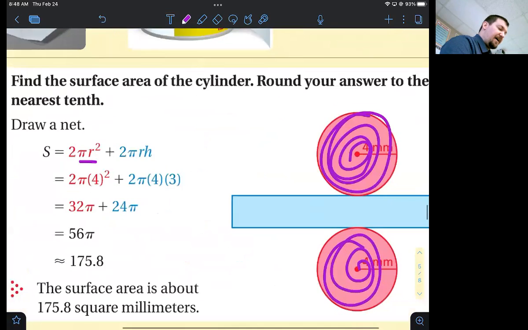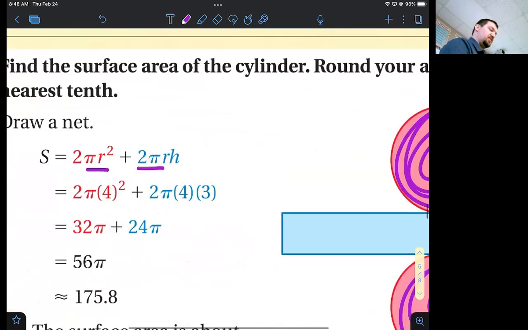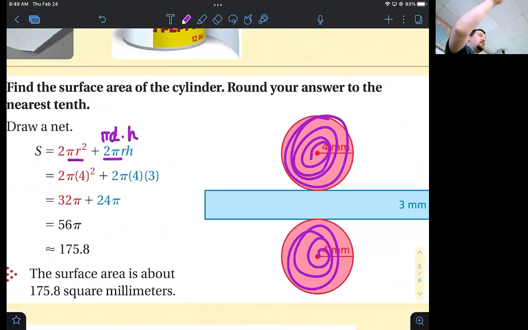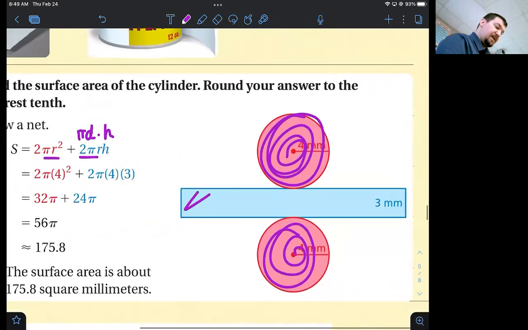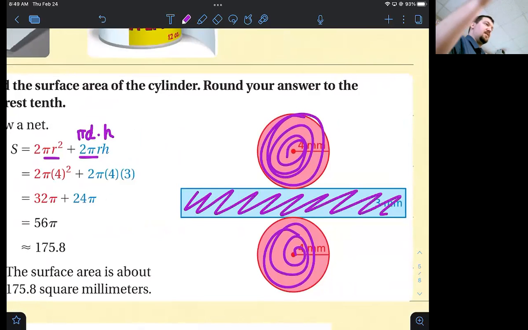Then this 2 pi r is just a fancy way of writing the circumference formula, because if you take the radius and times it by 2, you get the diameter. And if you do pi times diameter, that's the circumference, which tells you how long the rectangle is. The h tells you how tall the rectangle is. If you know how long and how tall the rectangle is, you can multiply that and you'll have the area of the rectangle, and then you have all 3 sides. So it's a little bit longer to do. That's why we're going to do cylinders in their own section. We're not going to add them into the other ones.